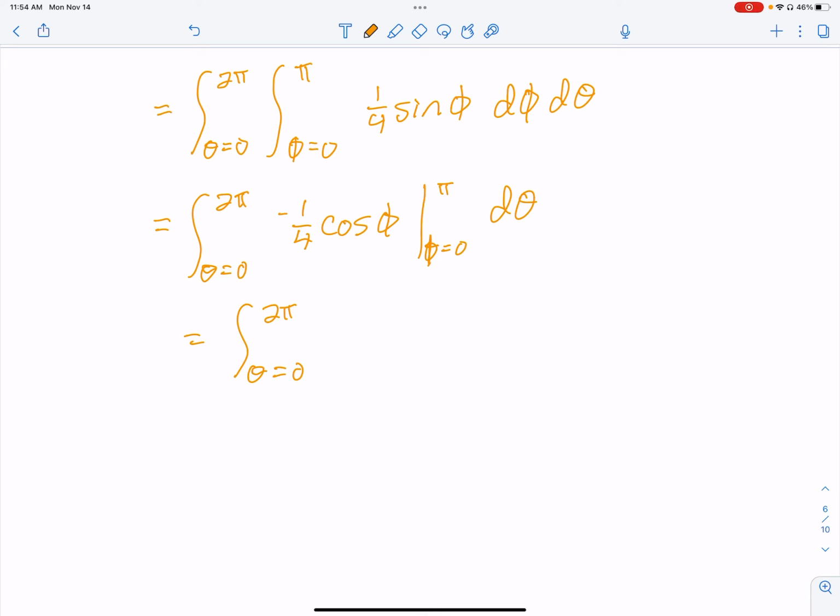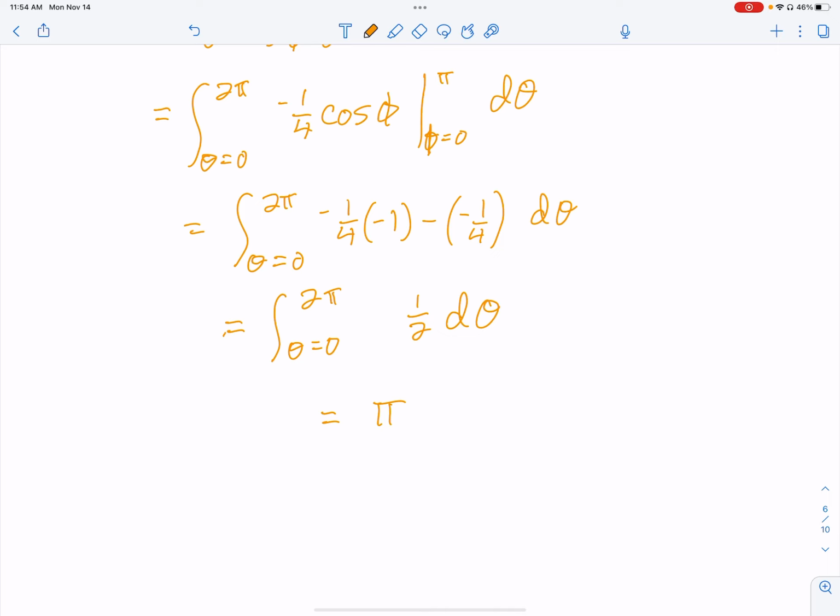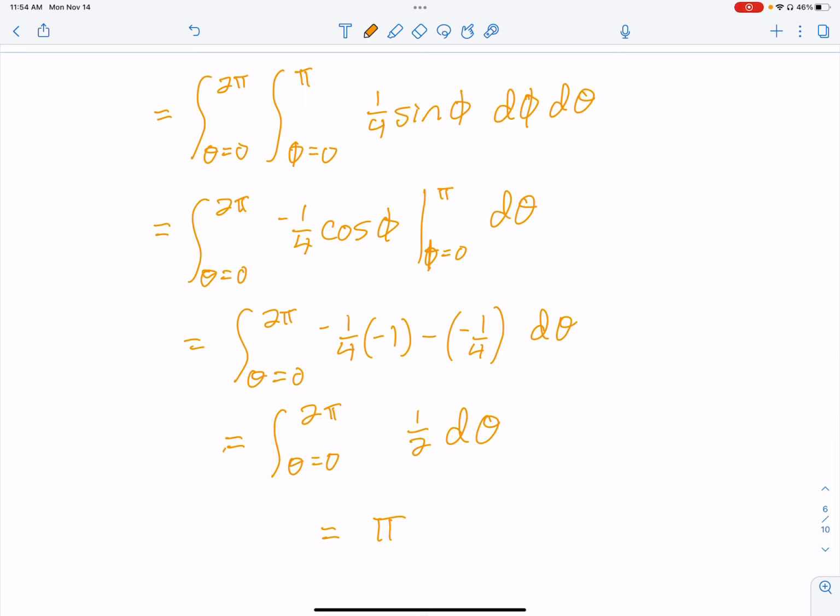Cosine of pi, okay, I get negative 1/4 times negative 1, minus negative 1/4 times cosine of 0, which is 1. That is a positive 1/4 plus a positive 1/4, which gives me theta from 0 to 2 pi, and inside is just 1/2 d theta, which leaves me with pi once I integrate. The integration shouldn't change. I'm only going to do one all the way. These other ones we're going to set up, because the setup is the most difficult part.